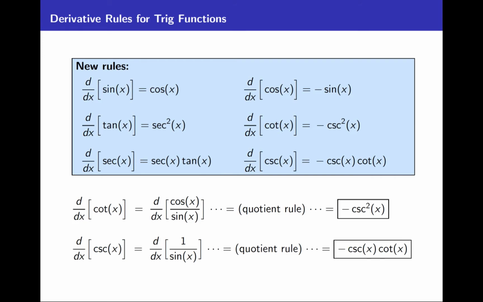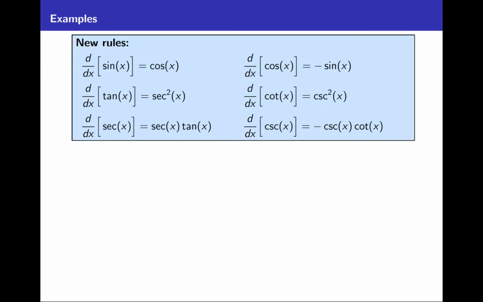So commit these rules to memory. You'll use them often in this course. Use whatever mnemonics you have available to you to remember them. A couple of patterns here. Notice that for the derivatives of the cofunctions, cosine, cotangent, cosecant, they all have a negative in front of them, whereas these all have a positive in front of them. But whatever mnemonic you use, if it works for you, use it. Let's move on to looking at some examples that use our new rules.